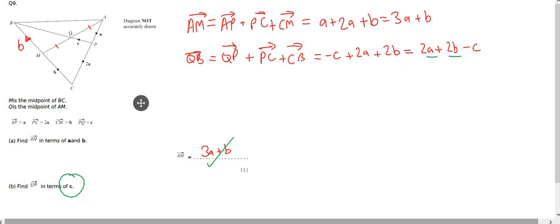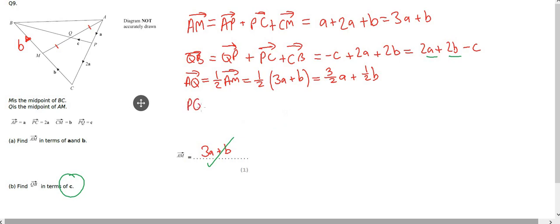So if we look at PQ, we want to replace the c in terms of a and b. So what I'm going to say is that AQ, we are told, is half of AM, because we're told that Q is a midpoint. Well, we know what that is. That means that's a half of AM, which was 3a plus b. So we've got 1.5a and a half b. That's AQ.